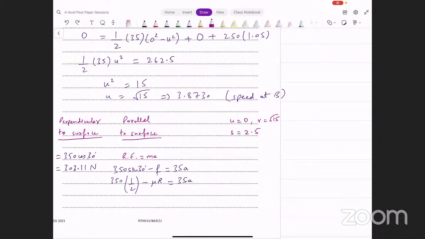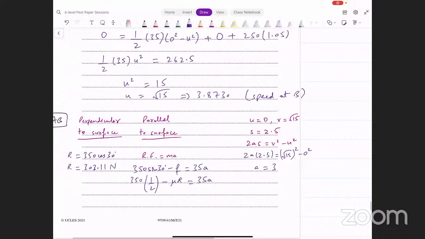कौन सी equation लग सकती है? We can use 2as equals v square minus u square, and that's going to give us the value of a. 2a into 2.5 equals square root of 15 ka whole square minus 0 square, and that's going to give me a equals 3 here. I think 15 divided by 5 होगा यहाँ पे, right? So that's going to be 3. Acceleration यहाँ पे मेरे पास आ गई 3.